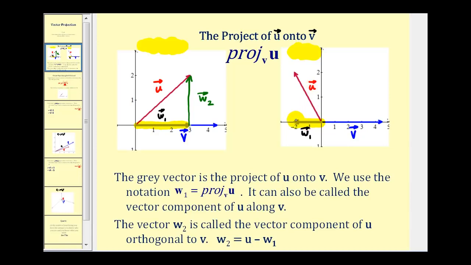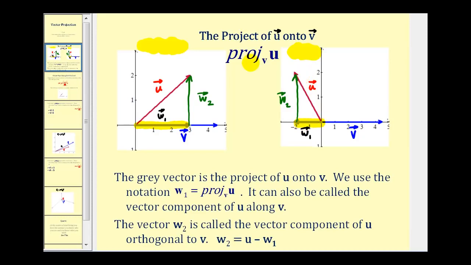On the second sketch here, vector w sub 2, or the vector component of u that's orthogonal to vector v, would be this vector here. Again, notice it's orthogonal or perpendicular to vector v, and vector w1 plus vector w2 would equal vector u.